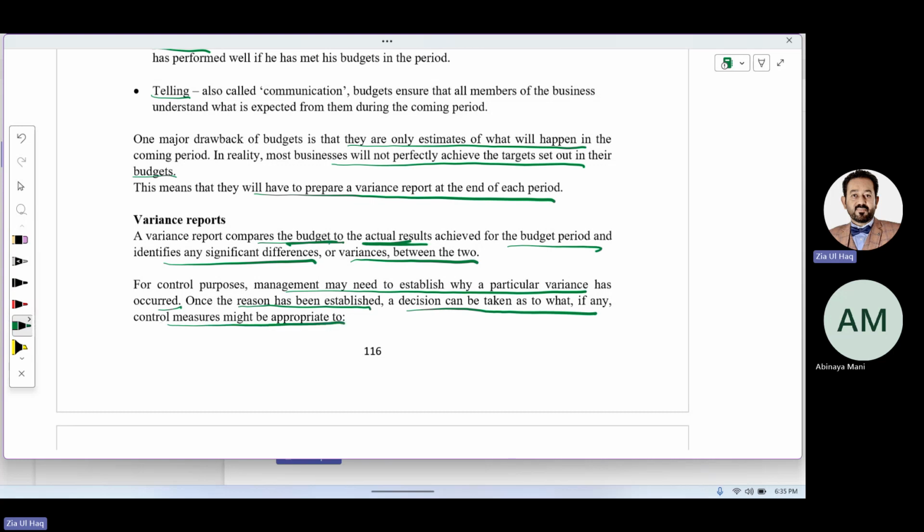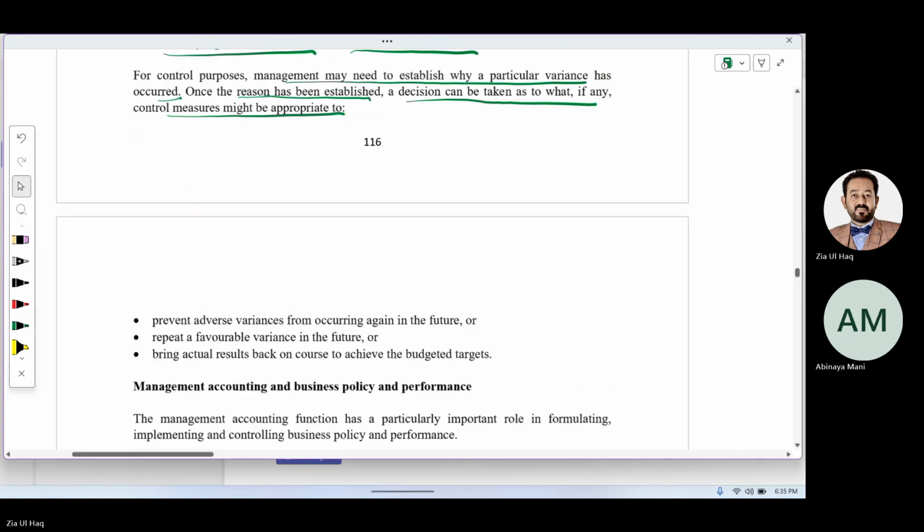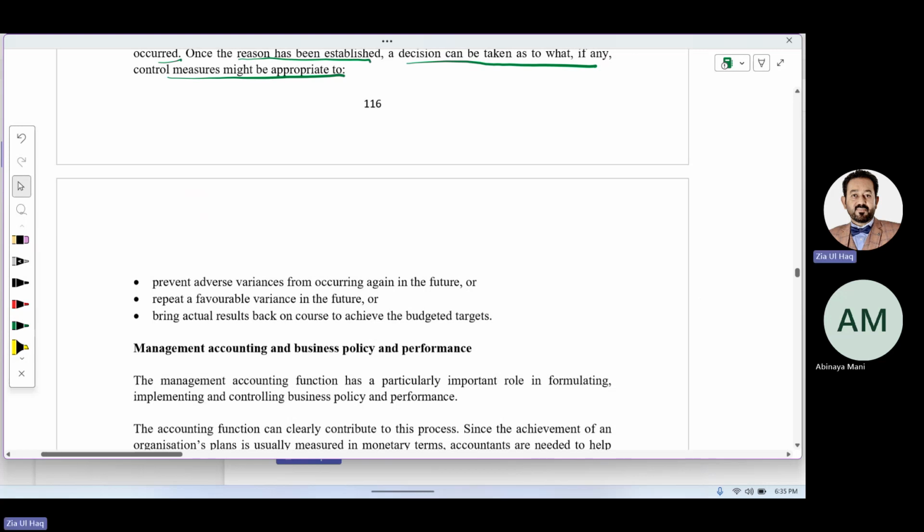I mean, if target is not achieved, management will find the causes why it's not achieved, so that they can take steps to overcome those problems. Prevent adverse variance from occurring again in the future. They will take steps to repeat a favorable variance in the future, if you have achieved actually more than budget. They will try to improve those things more so that next time the company can achieve even more. And get actual results back on course to achieve the budget targets. If it is similar, they will keep calm.